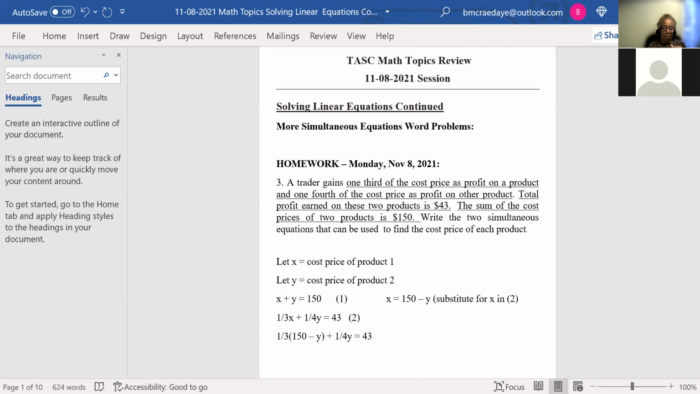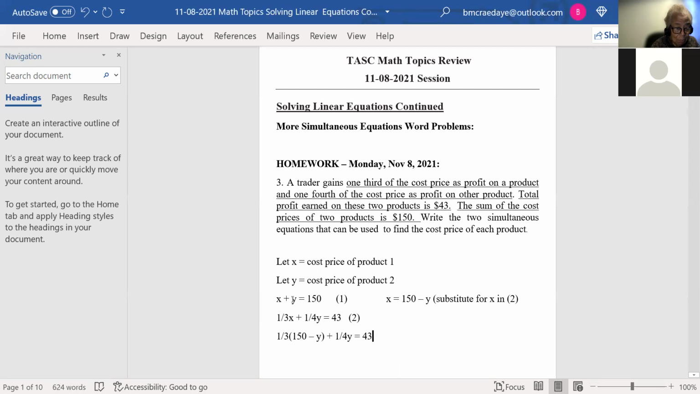You couldn't just add those two because you still would have X and Y. Remember, you're trying to get it to 1 unknown, and once you solve for that one, you can use that one to solve for the other one. Because once you solve Y, you can subtract the Y from the 150 and you'll have X. But for this problem, you just had to write the 2 simultaneous equations, and that's what we did. But if we wanted to solve it, this is the way we would get started.